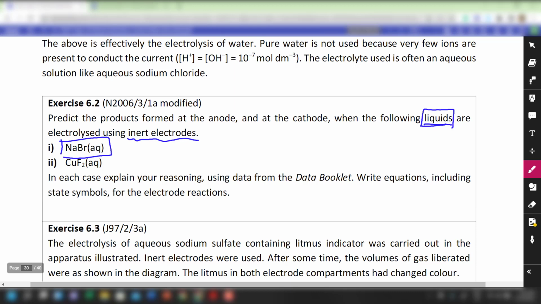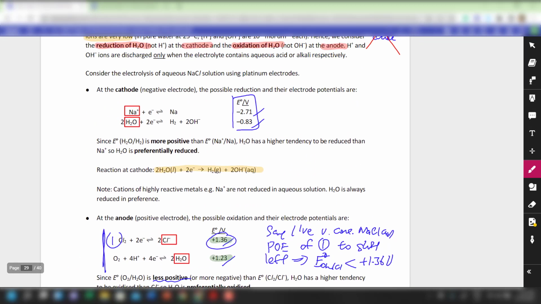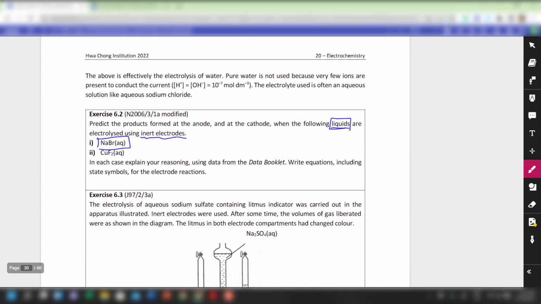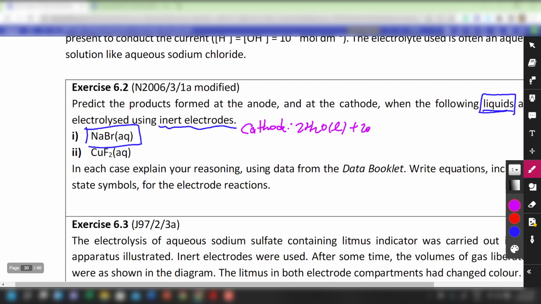For sodium bromide, we will not discuss too much about sodium plus, because the idea for sodium plus is similar to that for aqueous sodium chloride solution. So I don't want to flip back to the data booklet to discuss much. What I'm going to do here is just indicate that at the cathode, I expect water to be reduced to give us hydrogen gas and OH minus.